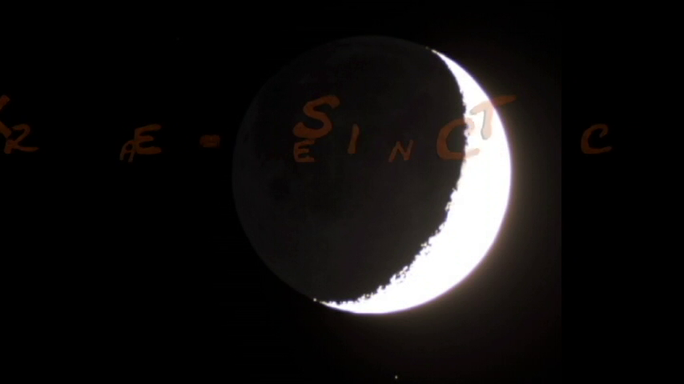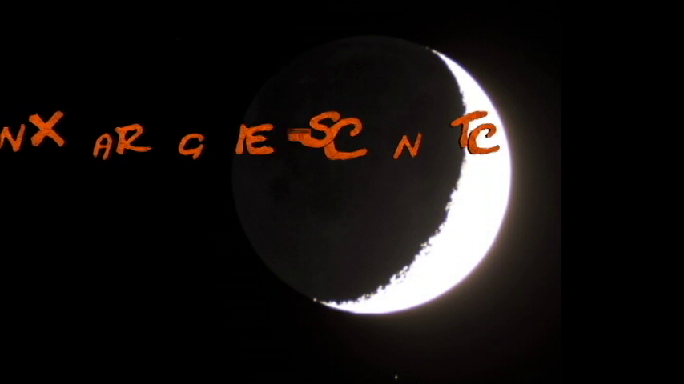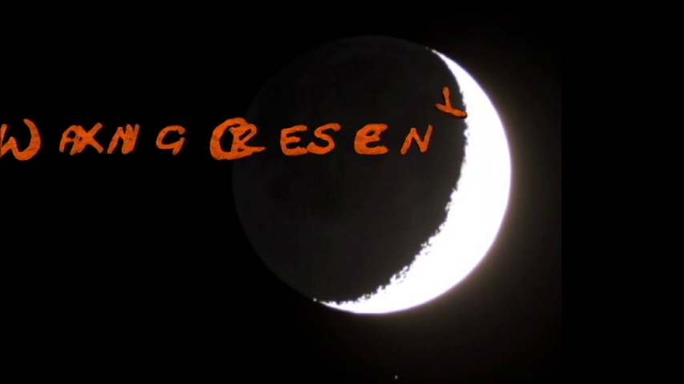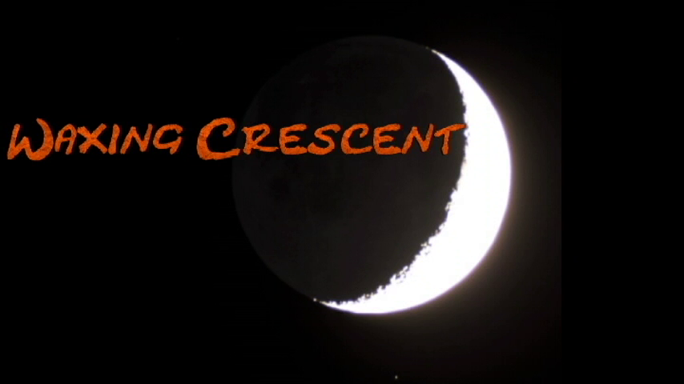Next in the cycle would be waxing crescent. This phase means that the moon is less than half illuminated. This can be remembered because waxing means growing. So in this stage, the moon is starting to become more illuminated or fuller.